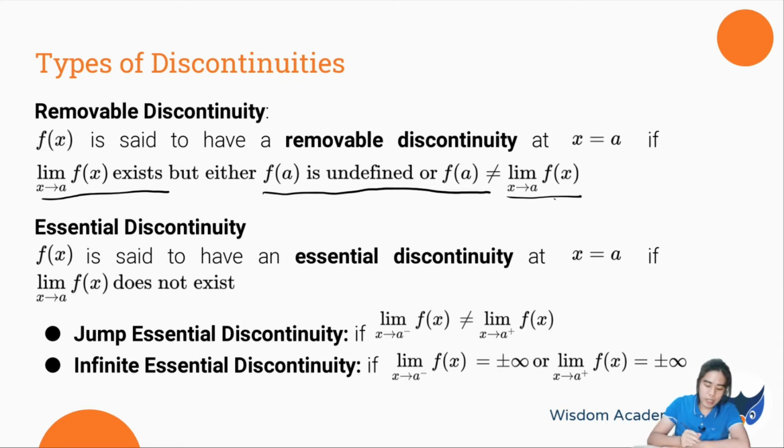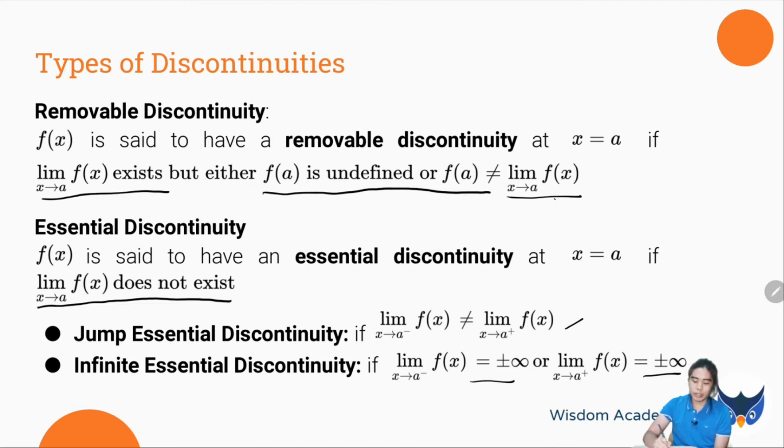The second type is the essential discontinuity. Dito naman, yung limit does not exist. So, may two types ng essential discontinuity. So, first, jump essential discontinuity. So, titignan lang natin kung ano yung reason kung bakit limit does not exist. So, if yung reason is dahil hindi equal si left-sided limit sa right-sided limit, then jump essential discontinuity yung tawag. Kapag naman dahil infinity si limit, so either yung left-sided limit or yung right-sided limit ay infinity, then we will call it infinite essential discontinuity.